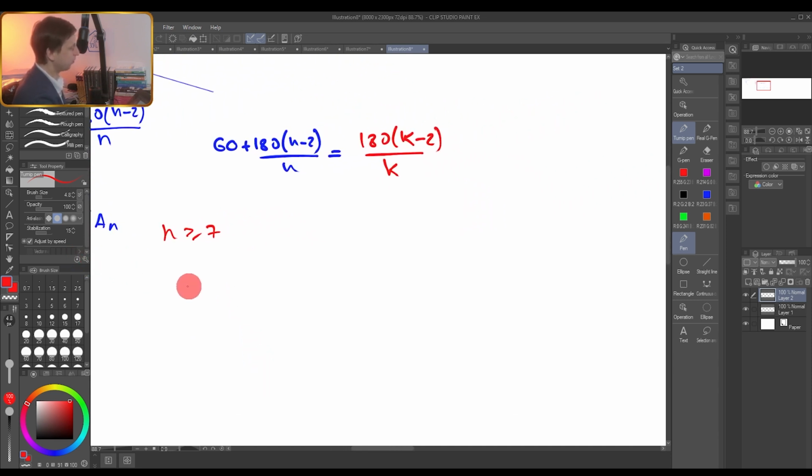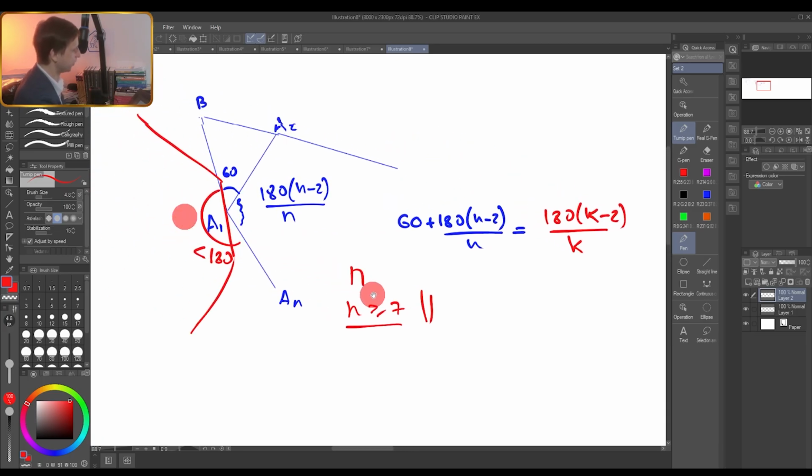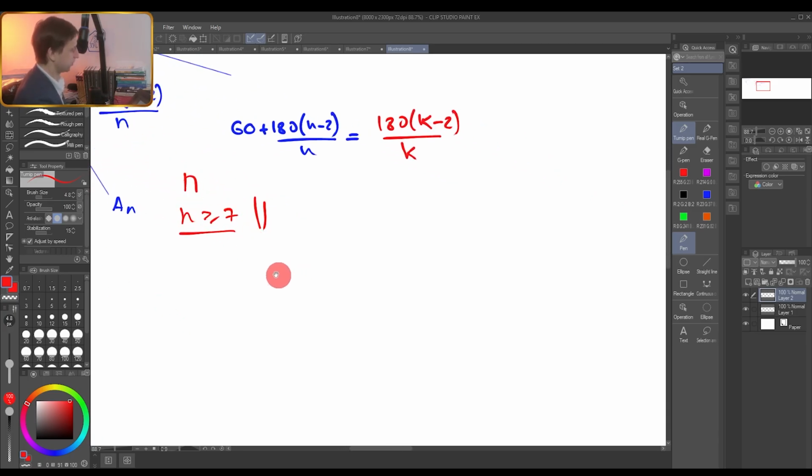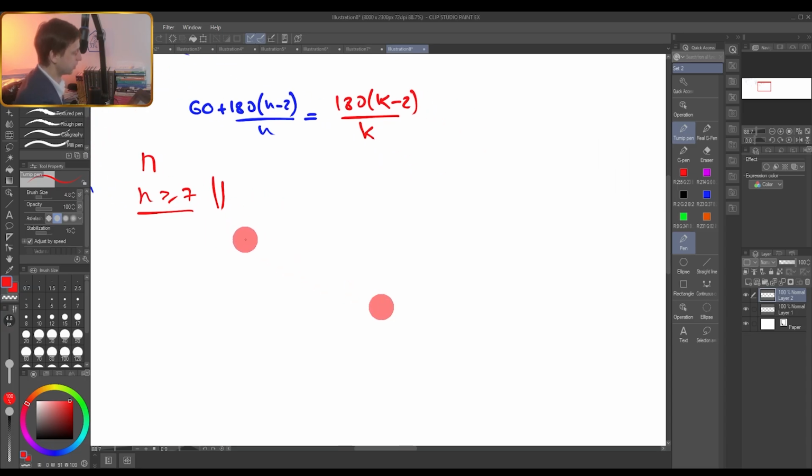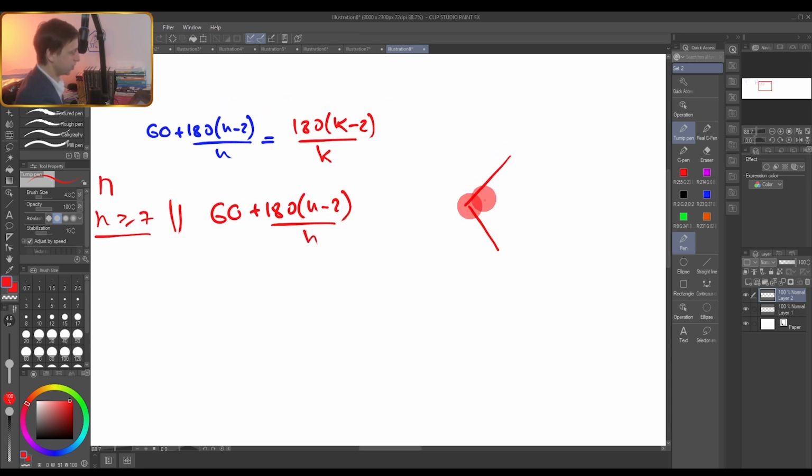And therefore, our formula should look like this, because we are interested in these values of n. Even if we find that something exists for n equals 4 or n equals 3, it's not enough for us. We're interested in the large values of n, because we need to find the maximum value of n such that this situation works out for us. Okay, so in this case, we will have 60 plus 180 times (n minus 2) over n. It will be the angle of my polygon plus 60 degrees.